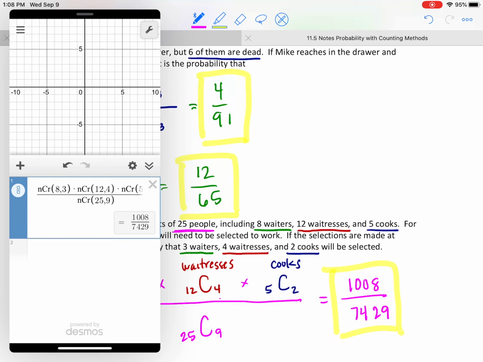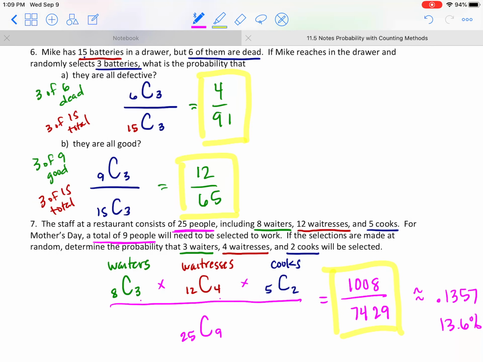Or again, just so you have some variety here, this is about 0.1357, or 13.6%. Okay, so hopefully that makes some sense.